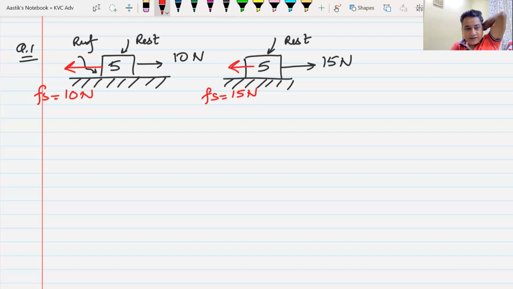So static friction can change its magnitude. It's intelligent friction. I call it that way. This friction is an intelligent one. It can change its magnitude. It can change its direction.